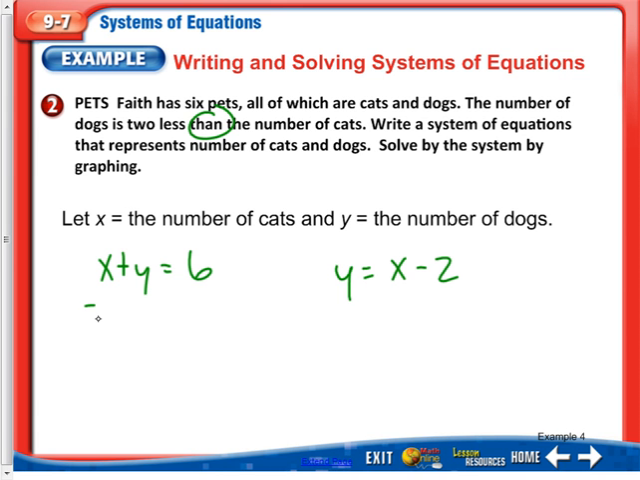Let's get this into slope intercept form. So let's subtract x on both sides. Let's bring it down. y equals negative x plus 6. So let's go ahead and graph this one first. y equals negative x plus 6. We know the graph's going to go down.